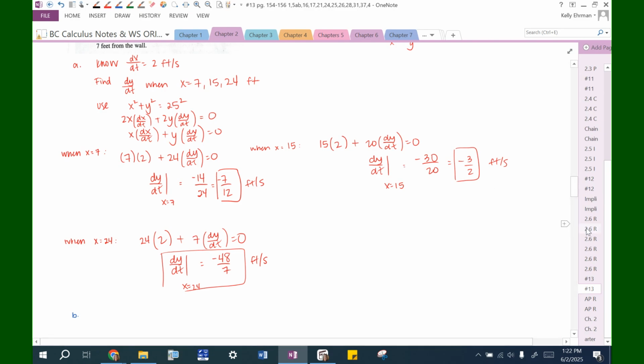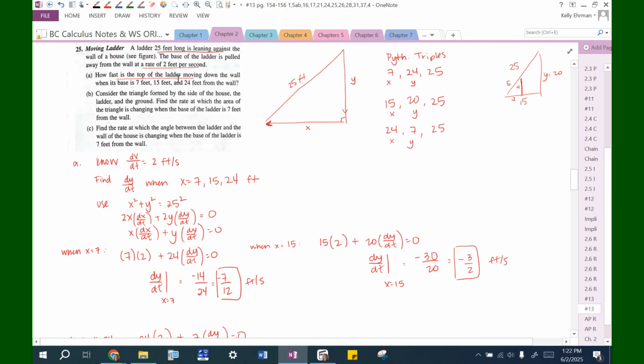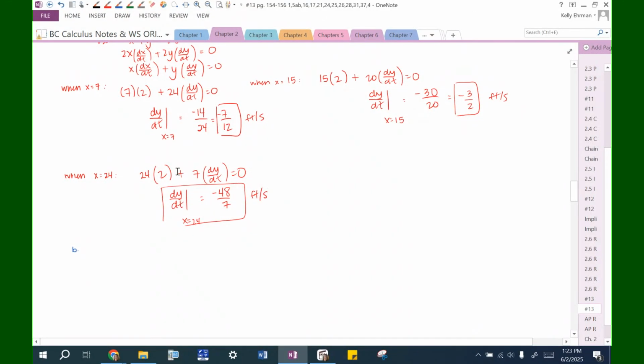Okay, for part B, consider the triangle formed by the side of the house, the ladder, and the ground. Find the rate at which the area of the triangle is changing when the base of the ladder is 7 feet from the wall.